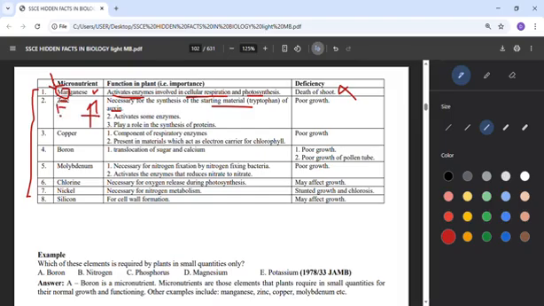You can use the zinc as a starter. The Z like S, so it's starter. That means to help plant to shoot up. So that's for it. But if it is not there, it will not be able to shoot up. That means there will be poor growth.